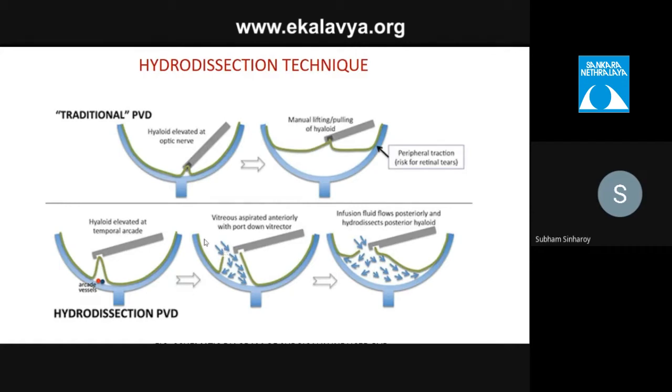So the fluid will sweep in through this opening and separate the rest of the peripheral vitreous from the retina without additional peripheral traction. It is an indirect way of PVD induction. They call it the hydrodissection technique.